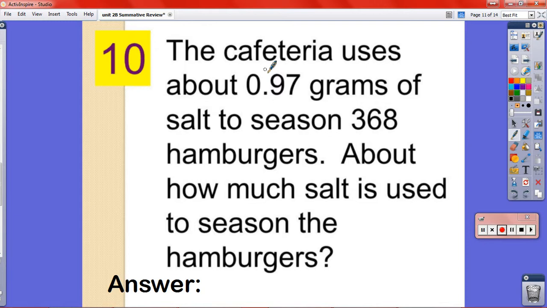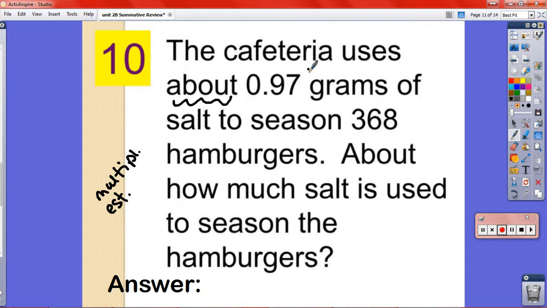10. The cafeteria uses about, keyword, 97 hundredths of a gram of salt to season 368 burgers. About how much salt is used to season the burgers. This question is not very specific. More accurately, it would read 97 hundredths of a gram per burger to season 368 burgers. How much total salt is used? So, per burger, finding a total, that's multiplication, and it's estimation, because it's about.